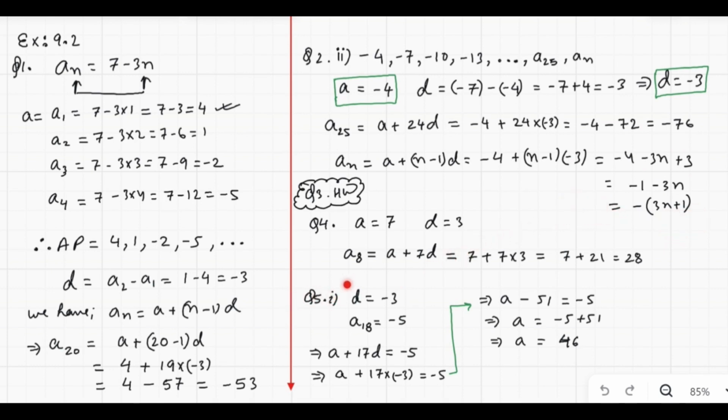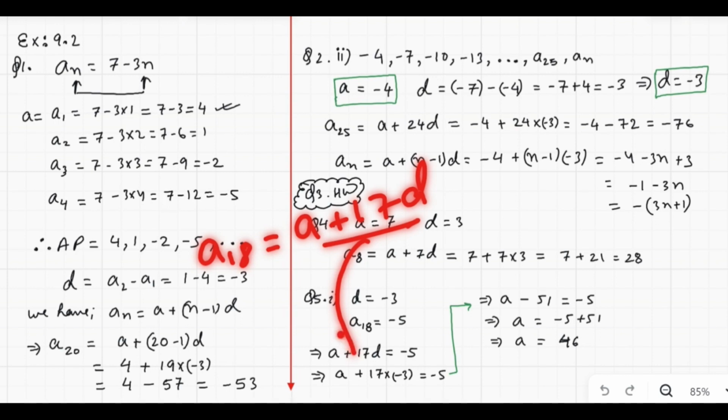Now come to this question, that is question number 5. It is given that the common difference is minus 3 and the 18th term in the AP is minus 5. And we have to find the value of the first term. Okay. So here by the formula, we have A18, which should be equal to A plus 1 less than 18, that is 17 times D.